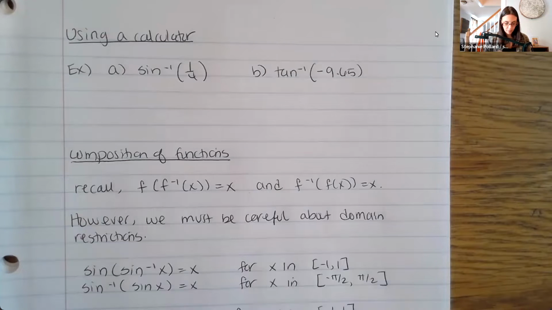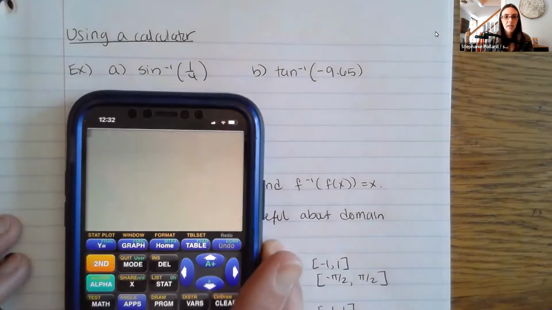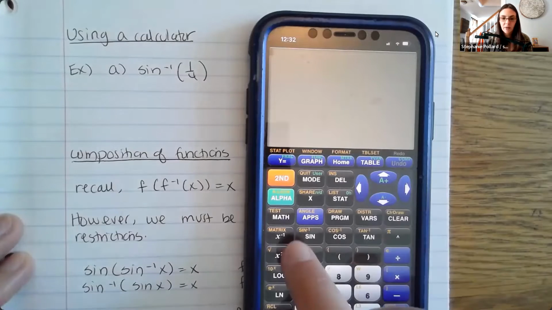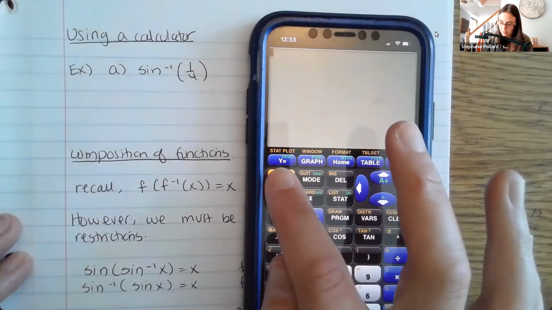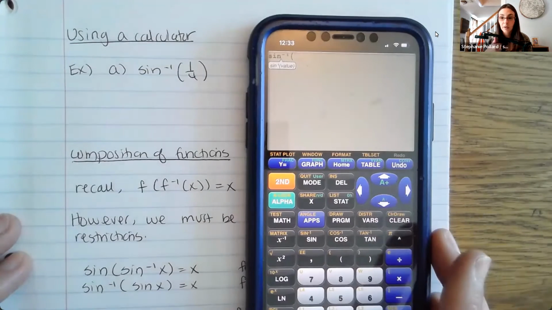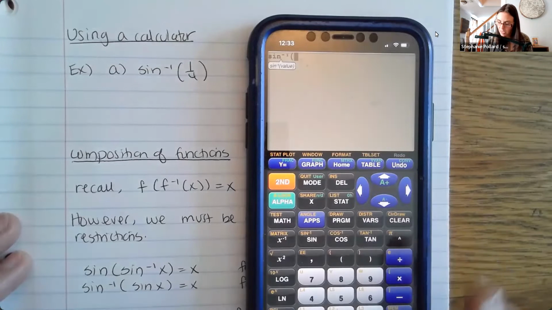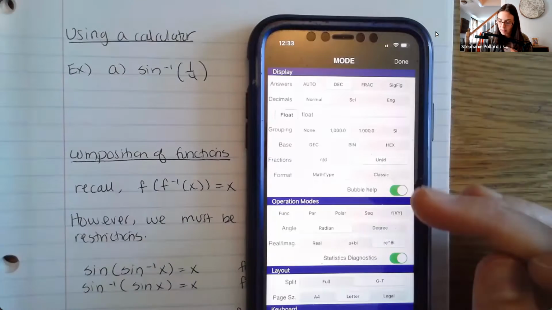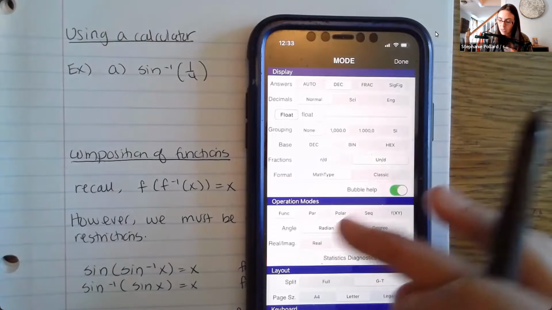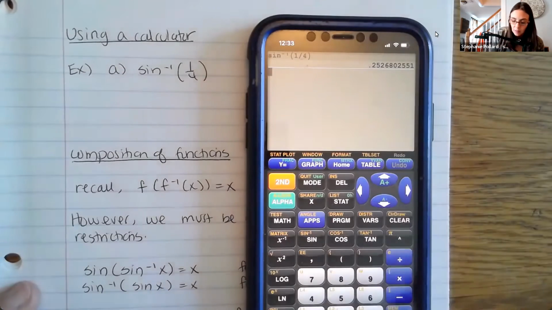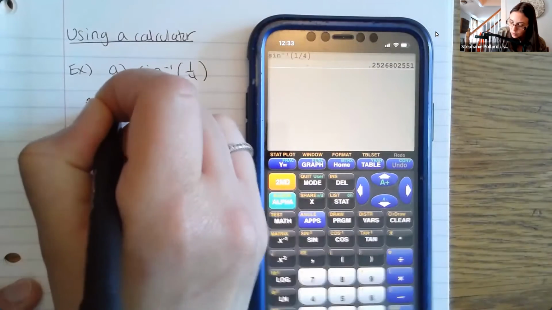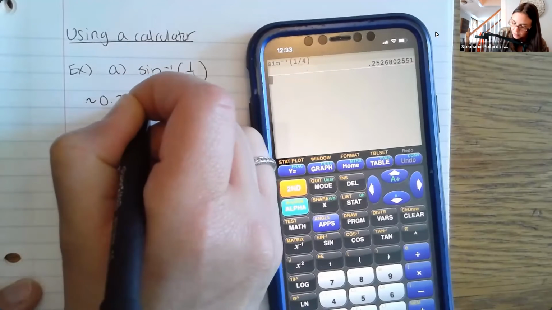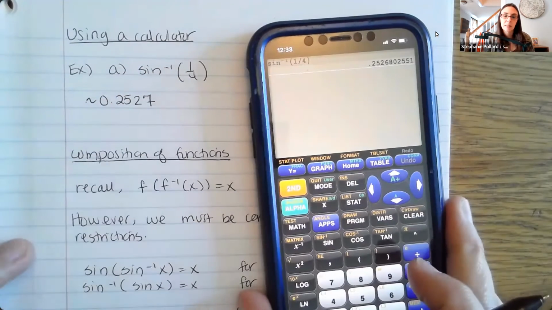Let me bring that up for you. So here, again, I just have my calculator app. My inverse sine function is right here. So I hit second sine, and that gives me on my calculator the inverse sine function. I type in 1/4, and I get my answer there. Now, you do want to make sure you're in the right form. We're using radians here, so you can always check your mode to make sure that the radians piece is highlighted. So just make sure you're in the right mode. And then we get approximately 0.2527, rounding to 4 decimal places.